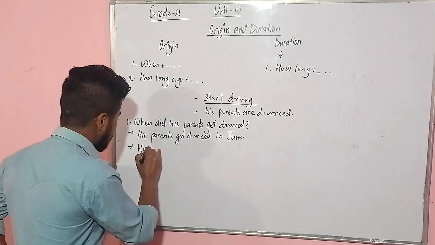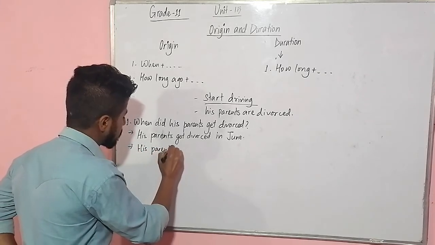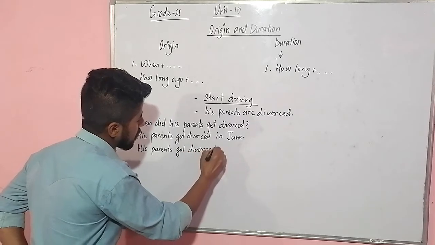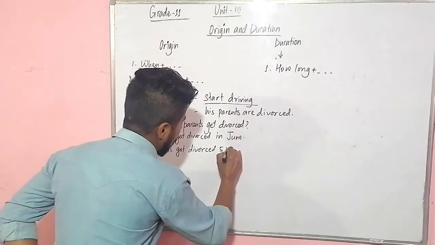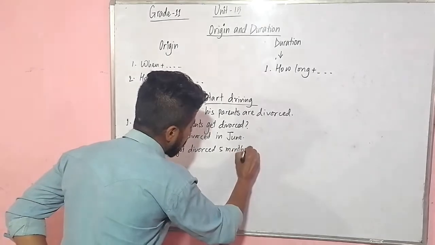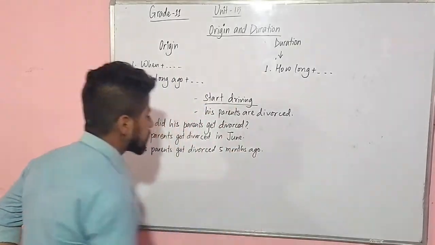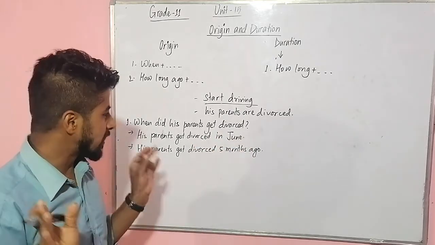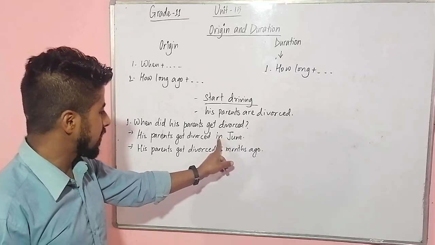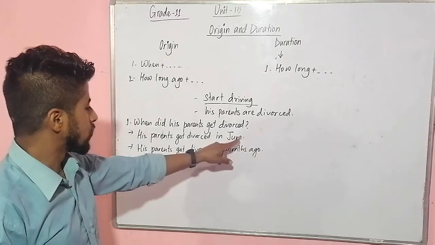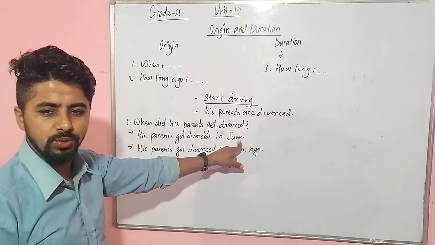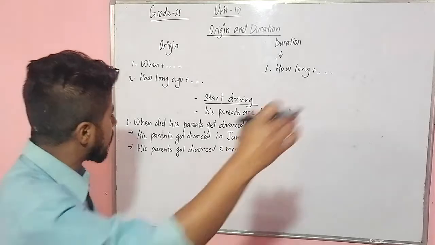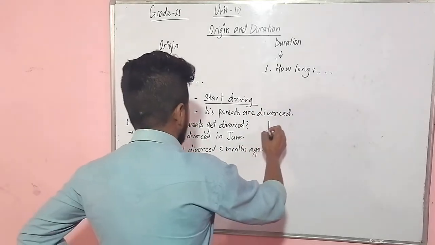Similarly, his parents got divorced 5 months ago. Just the same thing is here. I don't want to tell you more about the same part. In or ago is used with origin. So in is used with point of time, which is June, and 5 months is period of time, so ago has been used here. Now come to the duration part.